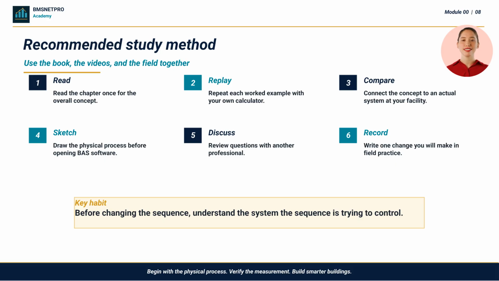The study method is simple but powerful. Read the chapter once for the overall idea. Repeat the worked examples with your own calculator. Then compare the concept with an actual building system. Sketch the physical process before opening the BAS software. Discuss the questions with another professional, because explaining the idea helps you find weak understanding. Finally, record one change you will make in your field practice. This turns the course from passive watching into professional development.